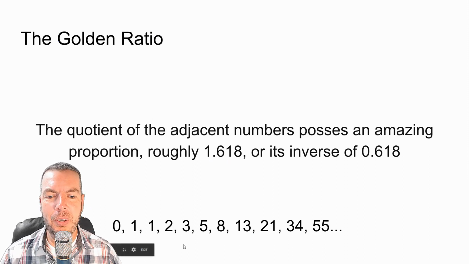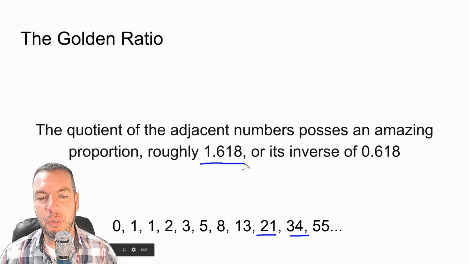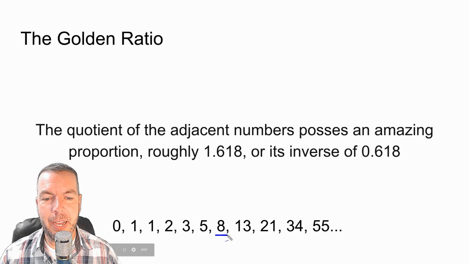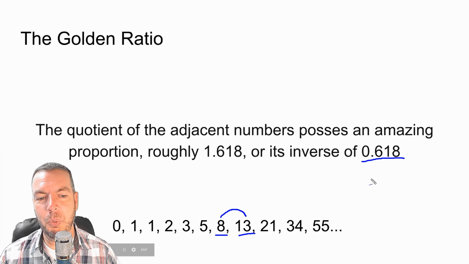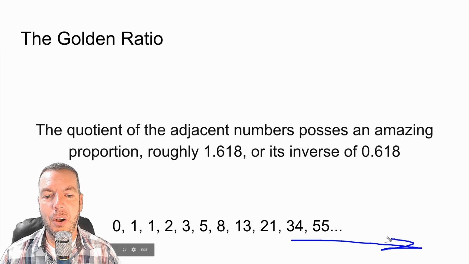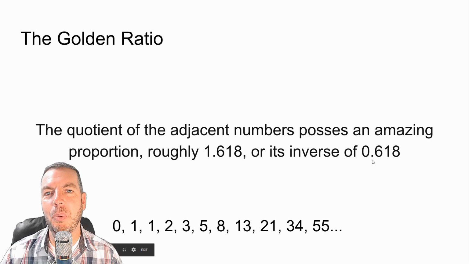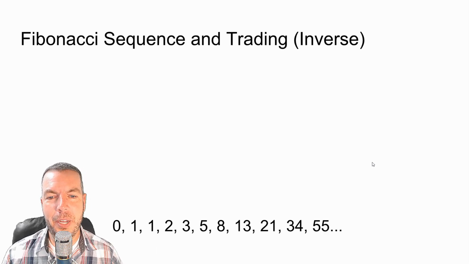Now you can go anywhere along this sequence and do that same thing. If you took the 34 and divided it by the lower number of 21, it's going to come up with that 1.618. Now let's do the inverse. Let's take the lower number and divide it by the higher number. So now we're taking the 8 and dividing it by the 13. That's going to give us the inverse, the 0.618. Again, you can do that anywhere along the sequence all the way out into the future, and it's going to give you that 1.618 or that 0.618 depending on what you do.